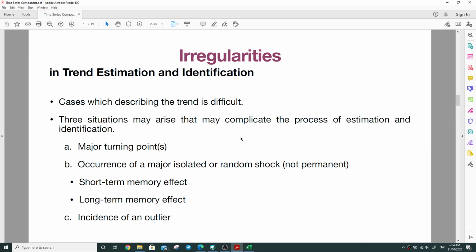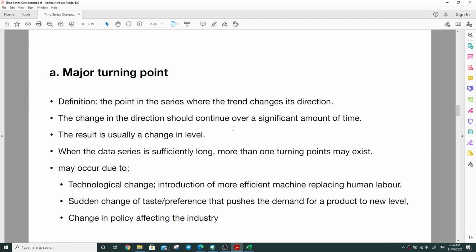Okay, so let's take a look. What is a major turning point? When we see something that makes our time series change, the trend is changed, we say that at that particular point there is a major turning point. These changes must be over a significant amount of time. It means that the change of direction, whether from upward to downward or from downward to upward, must be over quite a long time period. And the result is usually a change in level.